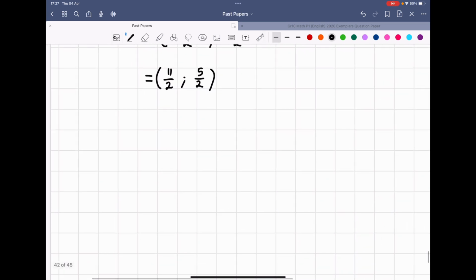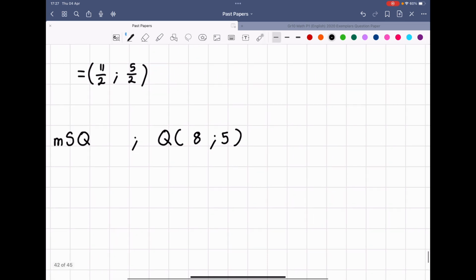Right, and then the next part, 1.3. For 1.3, I'm asked to calculate the gradient of SQ, so m SQ. And I found out the coordinates for Q. So remember, we knew that Q would have the same y coordinate as P, so this one is 5. And then we found that the x coordinate for Q, which is also the x coordinate for R, is 8. And I was given the coordinates of S, so that's -1 and -4.